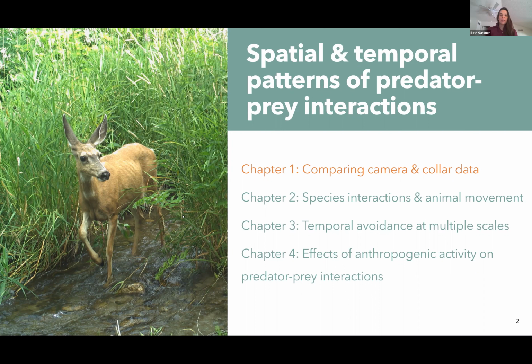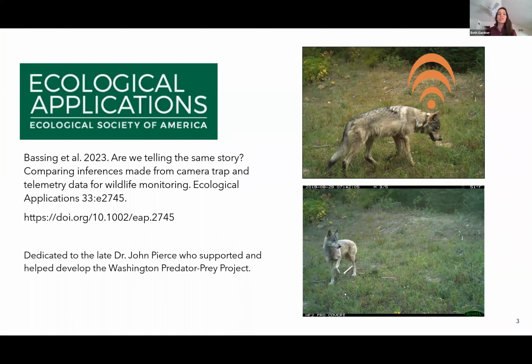So I'll start with her first chapter and just mention that this chapter was published in Ecological Applications earlier this year. In this particular chapter, Sarah made use of the massive data sets that we have from the Predator Prey Project, both on the collaring side and on the camera trapping side, to ask this question: are we telling the same story, comparing inferences from camera trap and telemetry data?